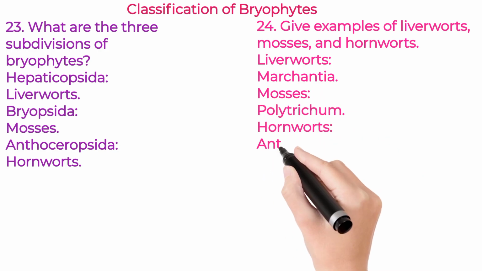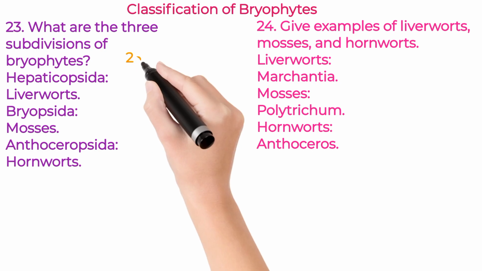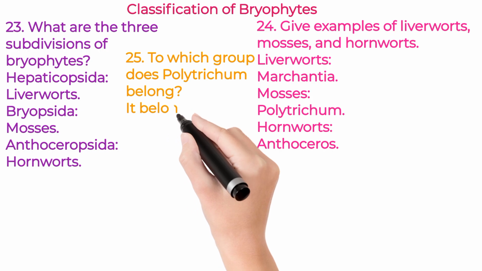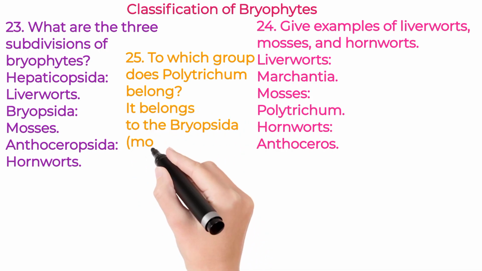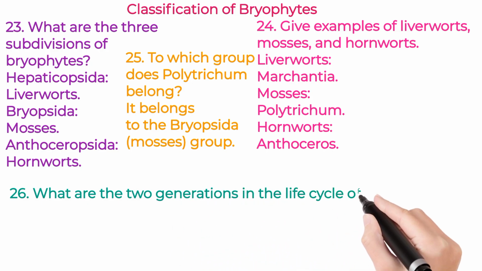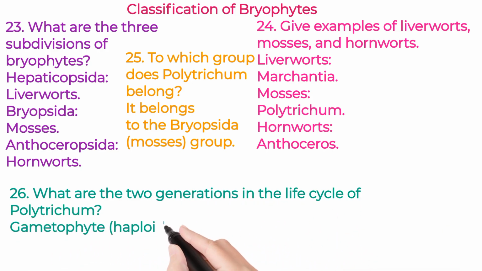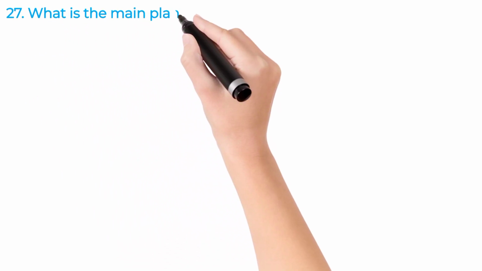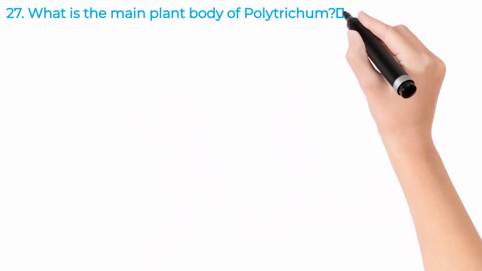Life cycle of Polytrichum, moss. 25. To which group does Polytrichum belong? It belongs to the Bryopsida, mosses, group. 26. What are the two generations in the life cycle of Polytrichum? Gametophyte, haploid, and sporophyte, diploid. Gametophytic generation. 27. What is the main plant body of Polytrichum? The gametophyte.